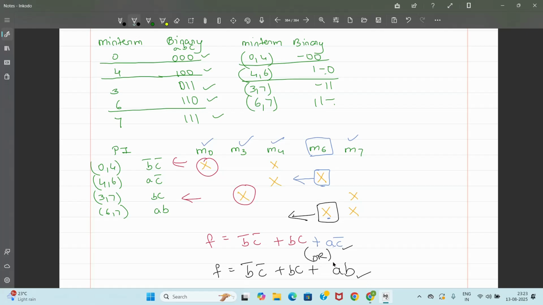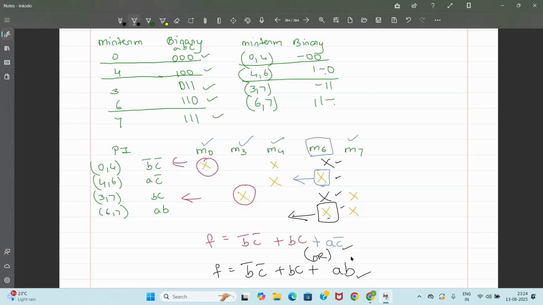Both are correct. So in your exam, when you get such questions, you have a choice to write either this or this. What I'm trying to say is, if any minterm is not covered, there will be some x under that minterm, right? You can choose any one of the x under that minterm. If there are all four x here, you can choose either this or this or this or this. Out of four, you have one option. Any one of the four can be taken and written in the solution. Okay, this is the special case.